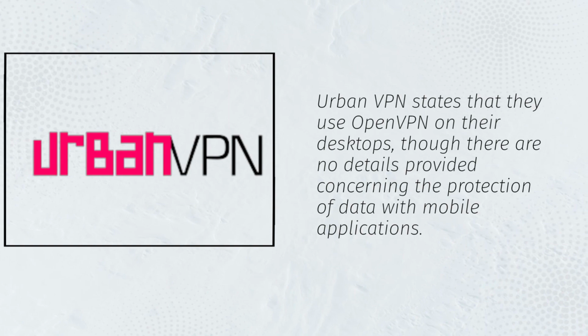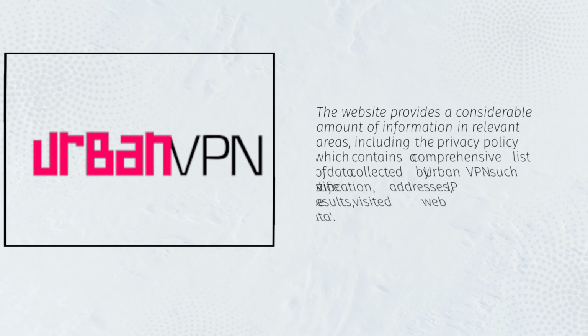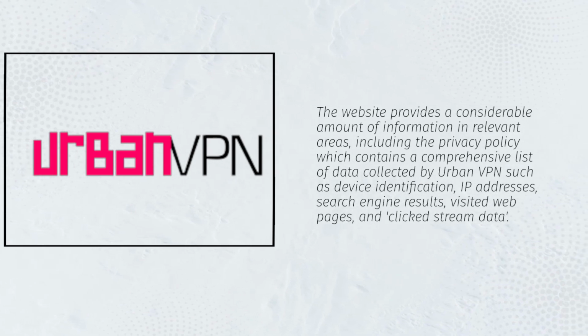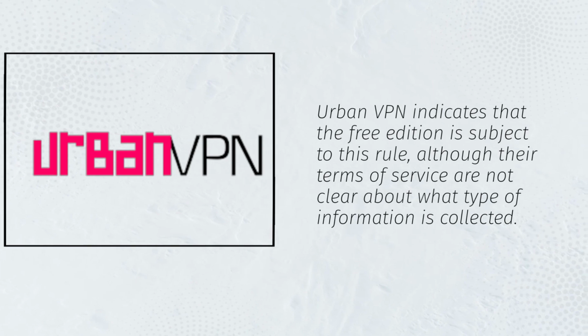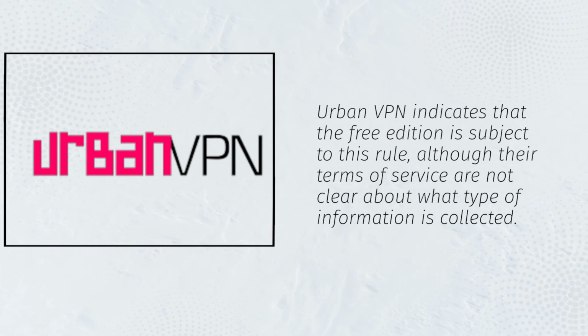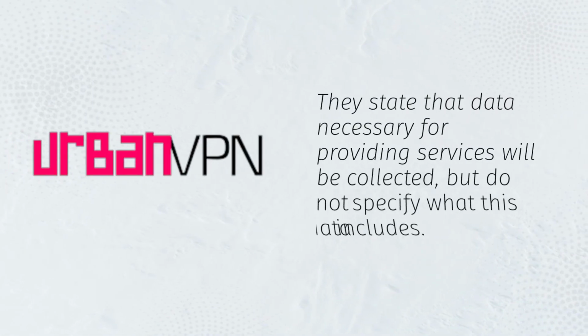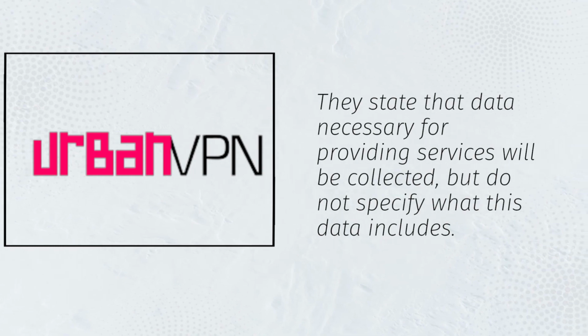data with mobile applications. The website provides a considerable amount of information in relevant areas, including the privacy policy, which contains a comprehensive list of data collected by Urban VPN, such as device identification, IP addresses, search engine results, visited web pages, and clickstream data. Urban VPN indicates that the free edition is subject to this rule, although their terms of service are not clear about what type of information is collected.